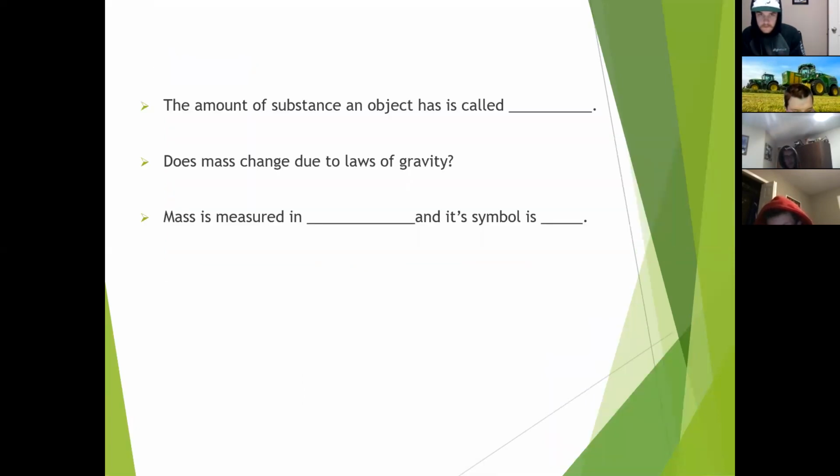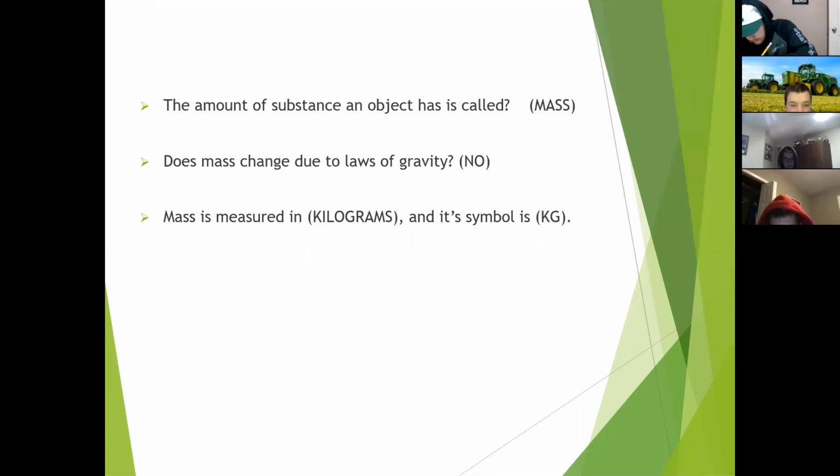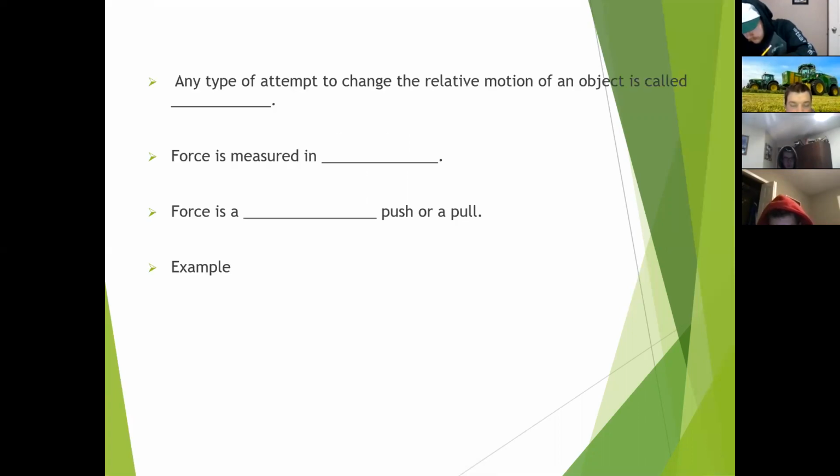Quick review. The amount of substance an object has is called mass. Does mass change due to laws of gravity? No. Weight does. Mass is measured in kilograms. Its symbol? Yeah, good job. Oh, hey, more review. Any type of attempt to change the relative motion of an object is called?